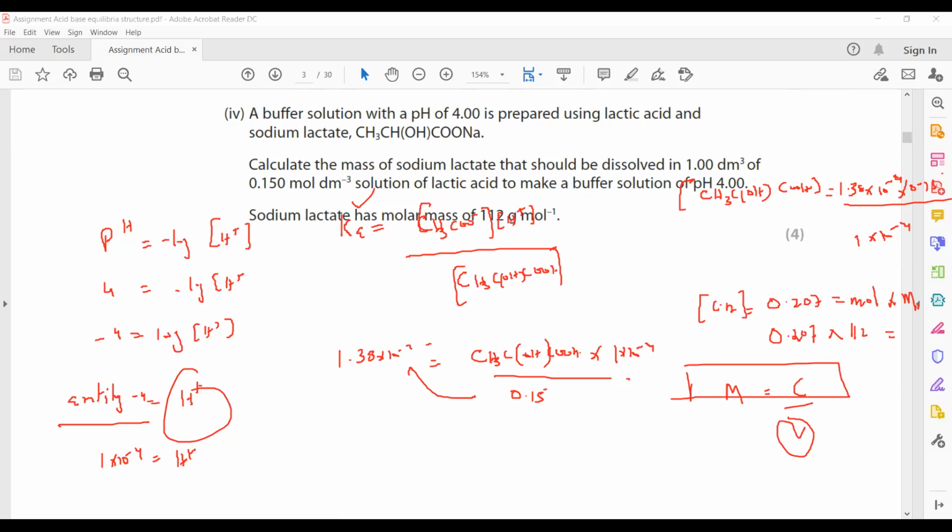What's the answer? 23.184. So 23.2, I can say, to 3 significant figures. That will be the mass in grams. Is it clear? Is this working?